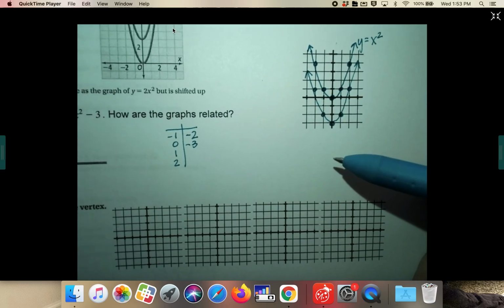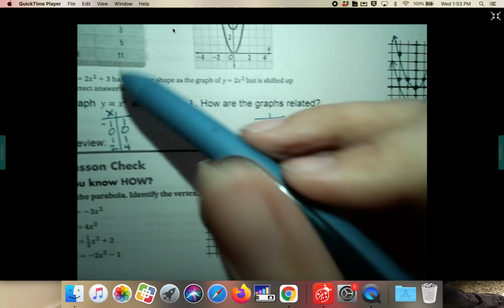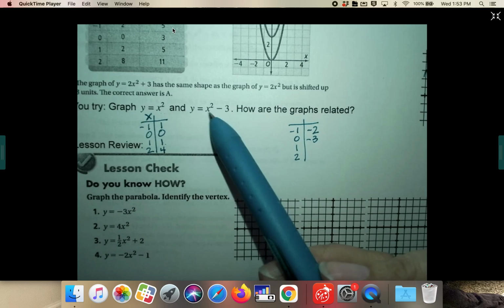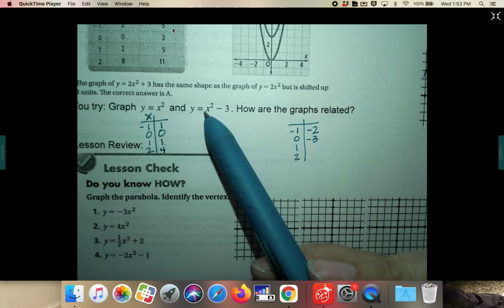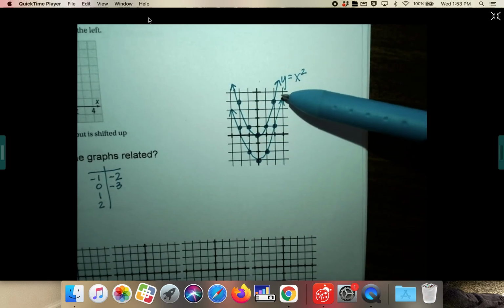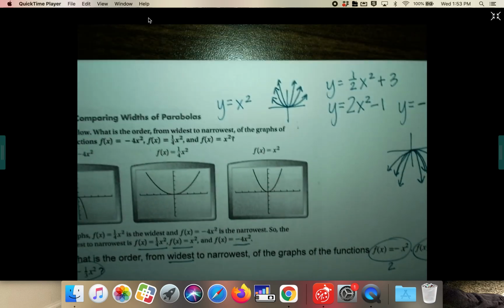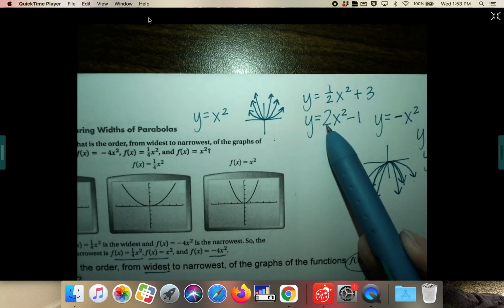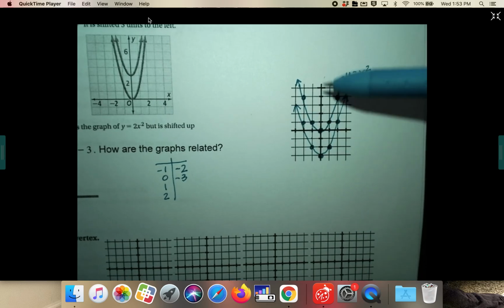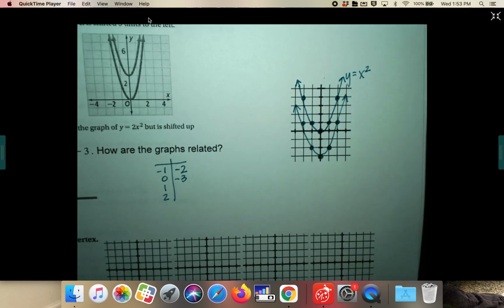So you always start by making a table, but if you can look at these equations and know much quicker, hey, I know exactly what this one's going to do. It's going to be the same, but it's going to shift down 3 because it's -3. It's not getting any wider or narrower because we're not multiplying that first number by anything. Instead, we are adding a number at the end of it, which is what moves it up and down the graph.